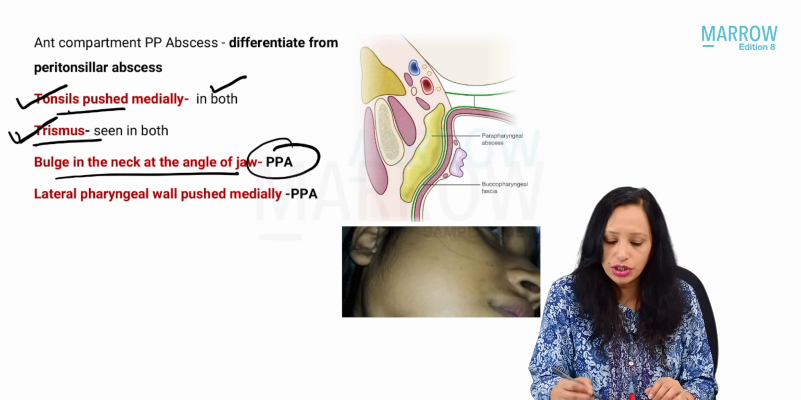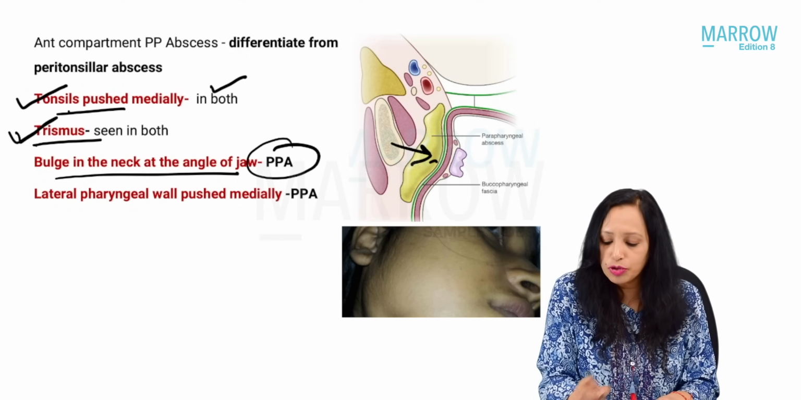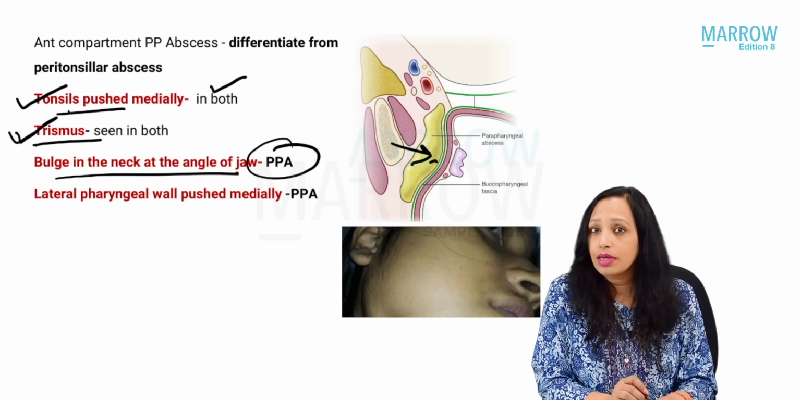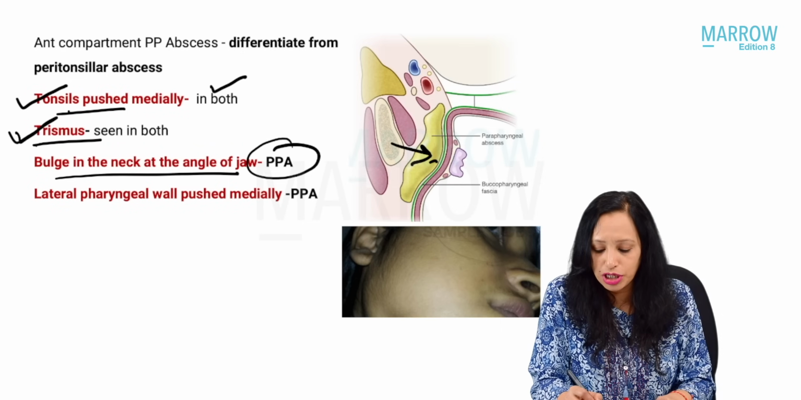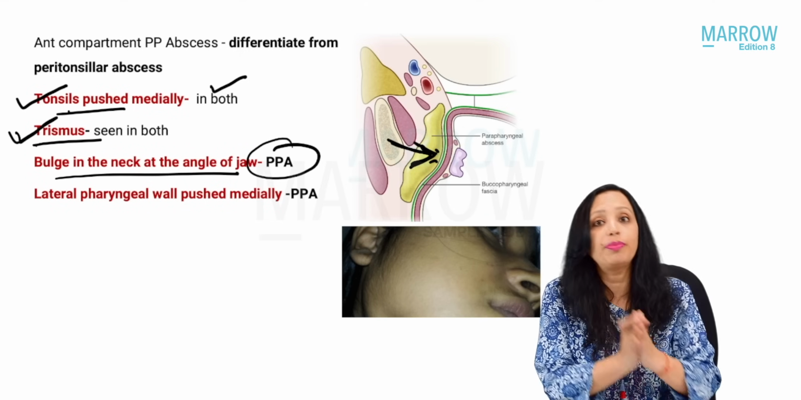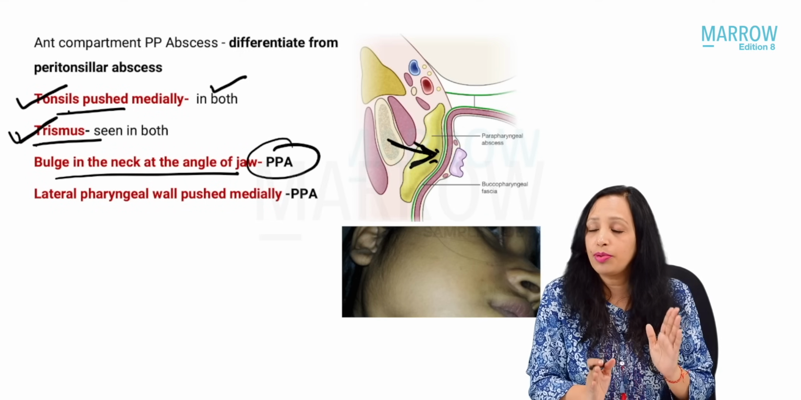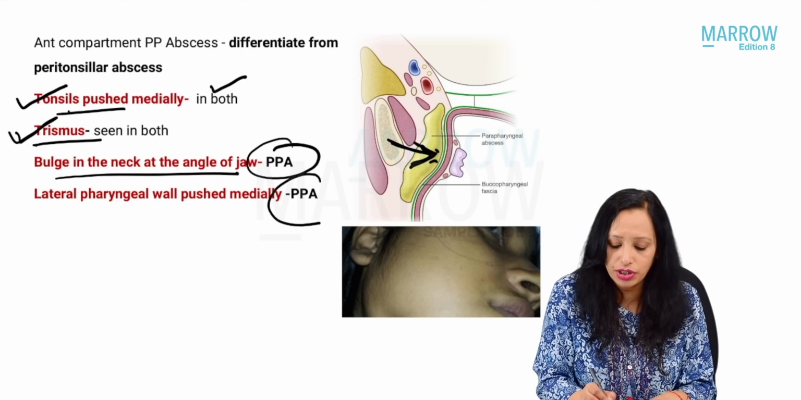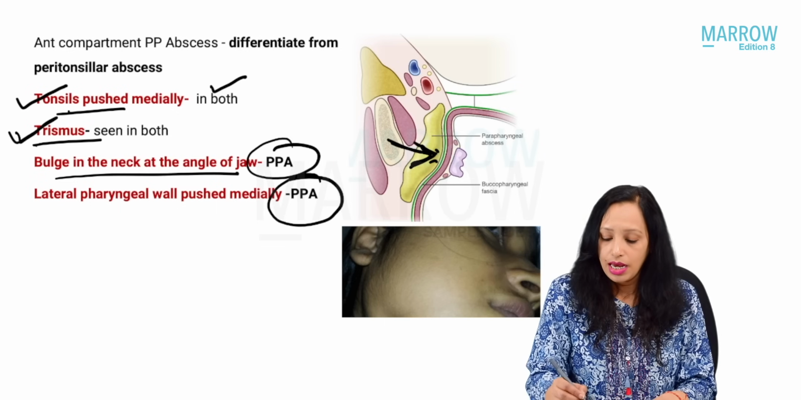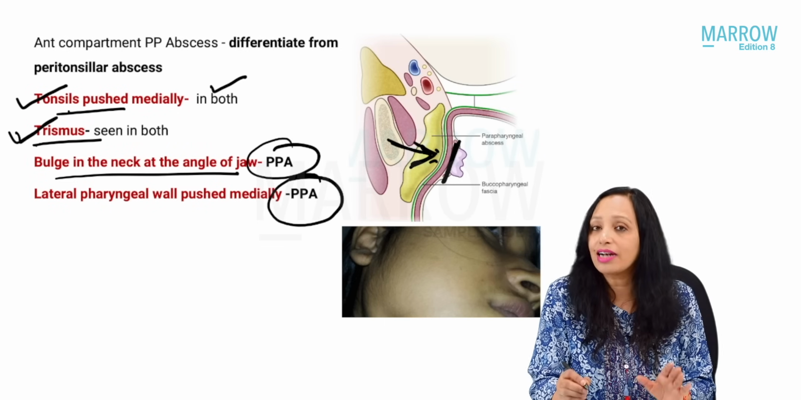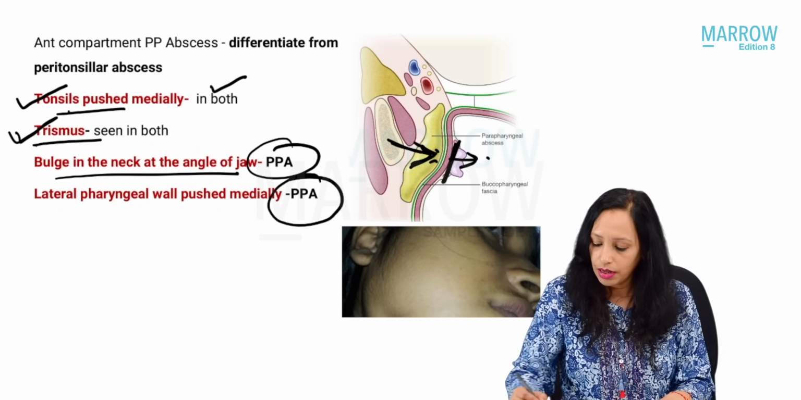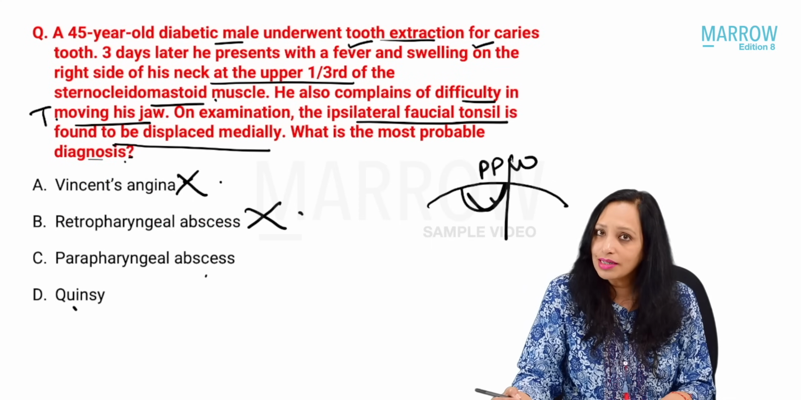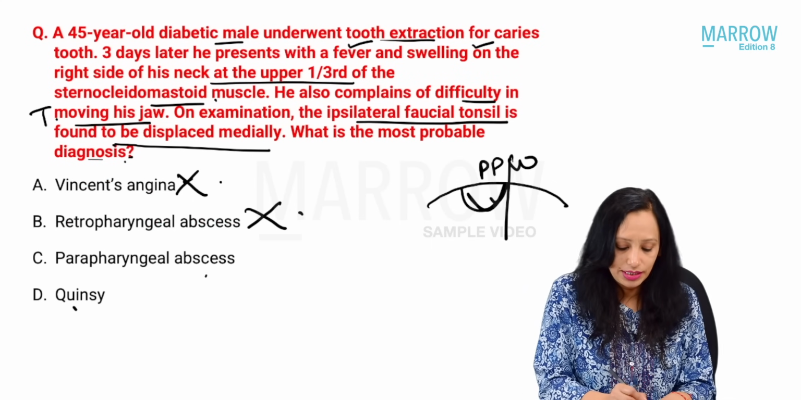Okay, and also if I ask you, the lateral pharyngeal wall is pushed medially in parapharyngeal space abscess, and the tonsil is pushed medially because of the lateral pharyngeal wall being pushed medially. So that will be only in parapharyngeal space abscess. In peritonsillar abscess, the lateral pharyngeal wall is not pushed medially, only the tonsil is pushed medially. So here, what's the answer? C or D? Yes, it is C.